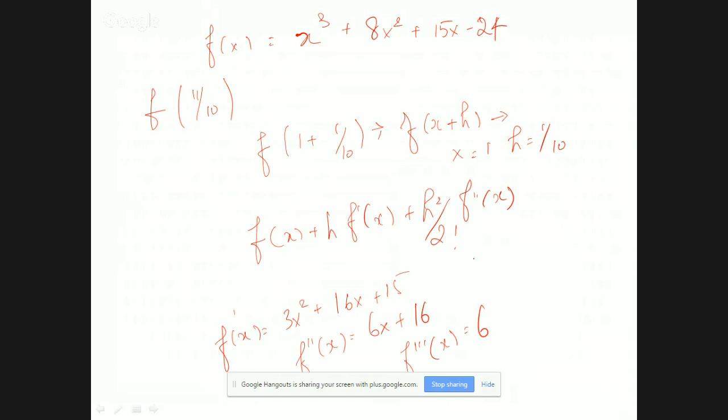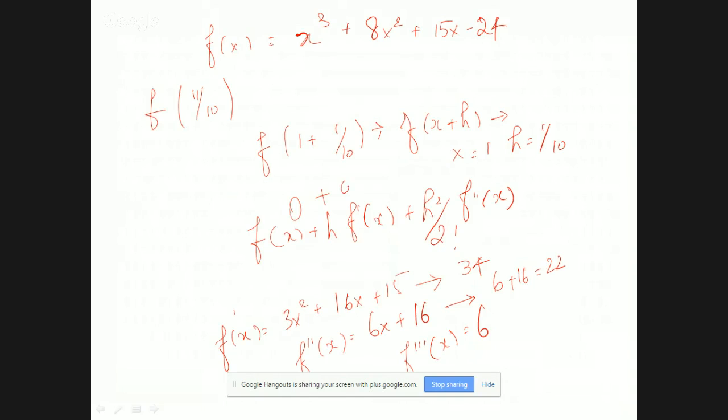So what will be there? Now f dash of x, where x is 1, will be 34. The second derivative will be 6 plus 16, this is 22, and the third is 6. So substitute here. Now f of 1 is 1 plus 8 plus 15 minus 24, which is nothing but 0.